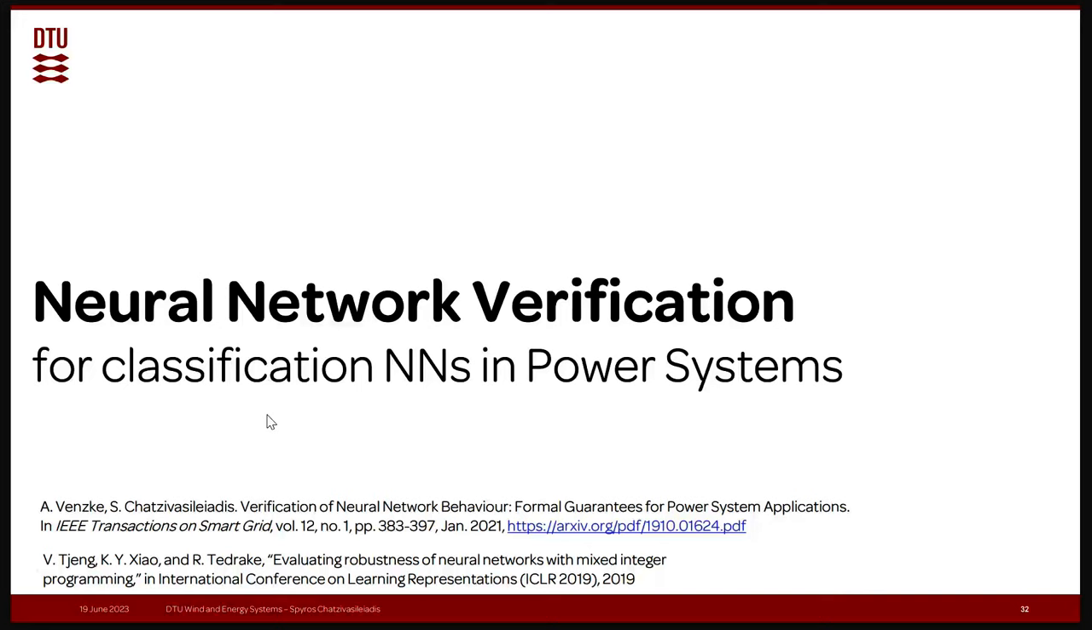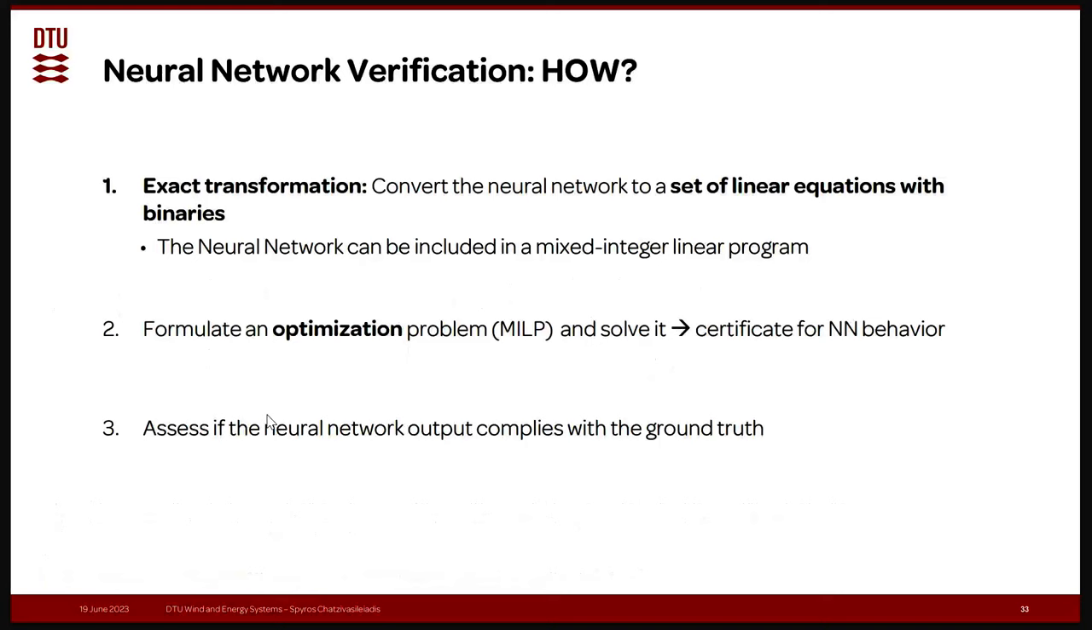The main idea, and I already hinted towards that, is that it is an exact transformation. I can convert any neural network that is at least trained, that uses ReLU, and I will discuss what this activation function is, to a mixed-integer linear program, or to a set of linear equations with binaries. So anything that I have actually trained, all information encoded in the neural network, can be converted to linear equations with binaries. And then I can formulate an optimization problem and solve it.